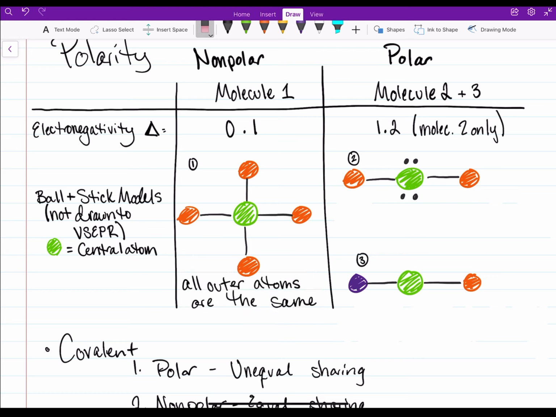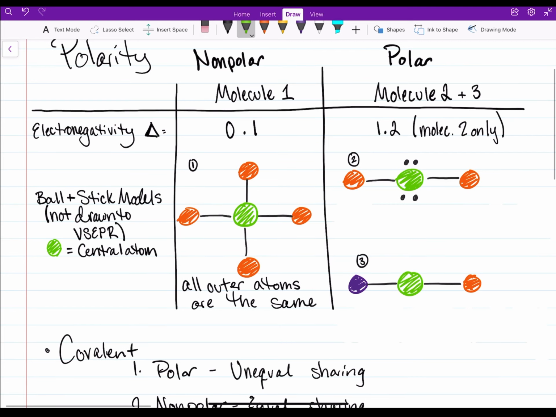We can do that because all of the outer atoms are exactly the same. So we have this central atom in the center, and then we have these orange atoms all around it. All of these orange atoms are exactly the same. Because they're all the same, it is going to end up being nonpolar. That's because where they're the same, we get a little bit of symmetry in here. So we can have the same pull in every single direction. It's sort of like an equal tug of war that's happening, and that's what allows this to be nonpolar, and all of the electrons are spending equal time around everything.